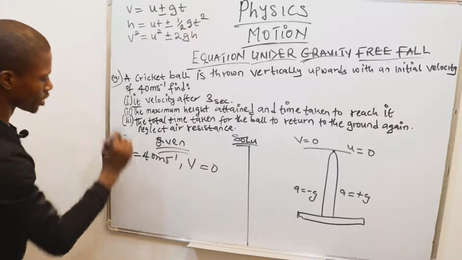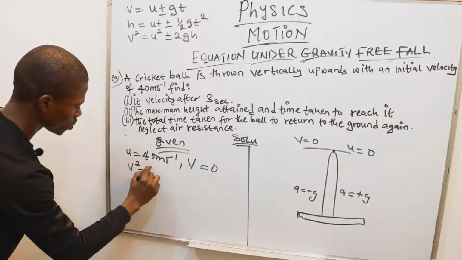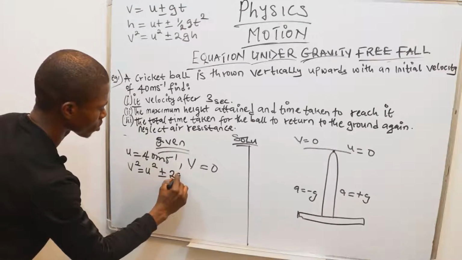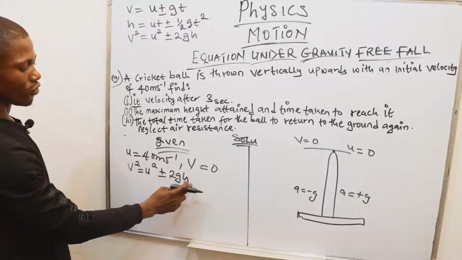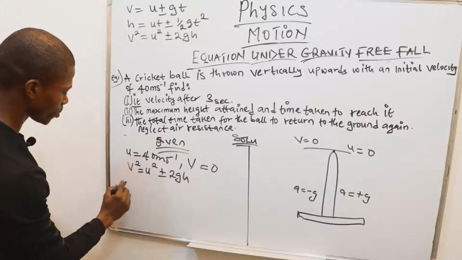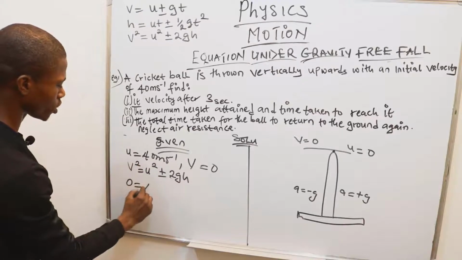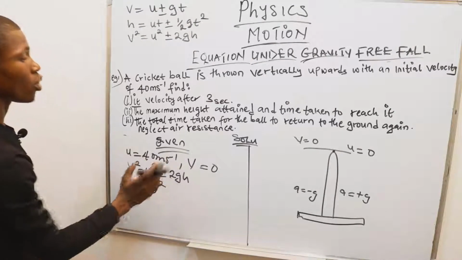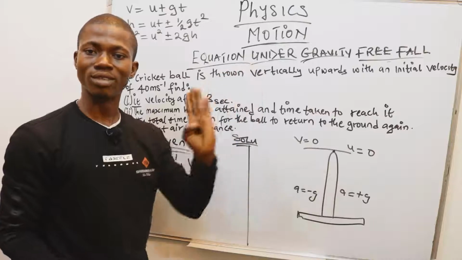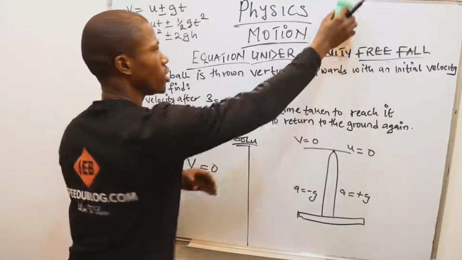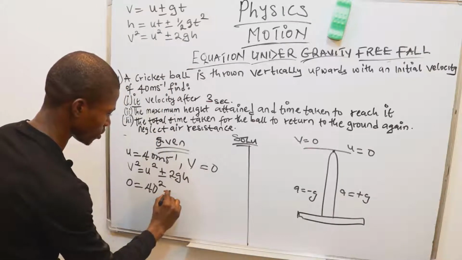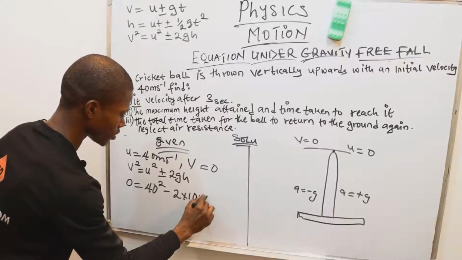It says v squared is equal to u squared plus or minus 2gh, and we are looking for our height, the maximum height. Let's substitute. Our velocity v is 0, which is equal to our u, 40 squared. Is the ball going up or down? They want to know the maximum height attained, so it is still going up. This is supposed to be minus, because once it is going up, it is going against the force of gravity. So this here is minus 2 times 10 times our h.